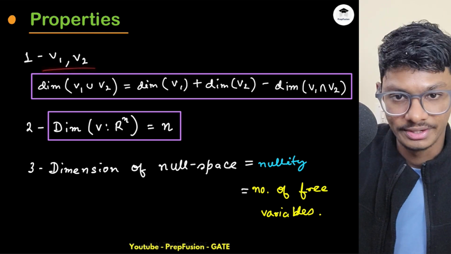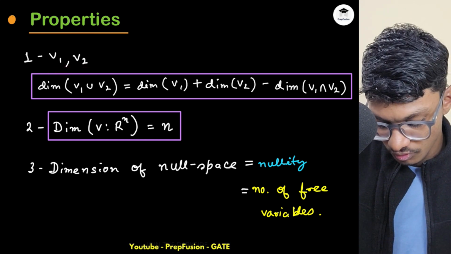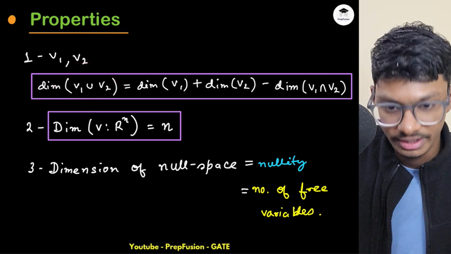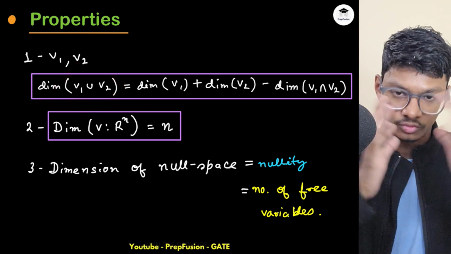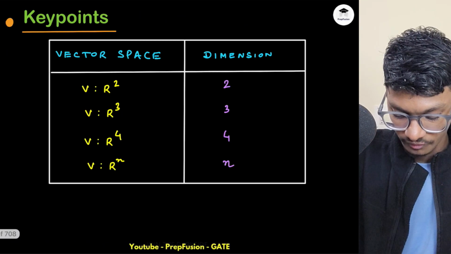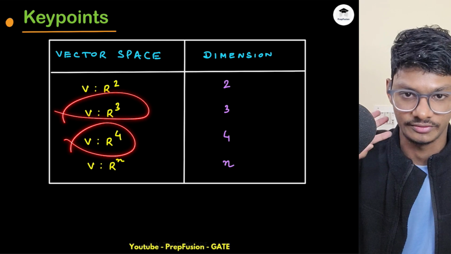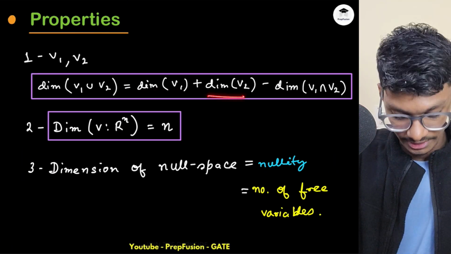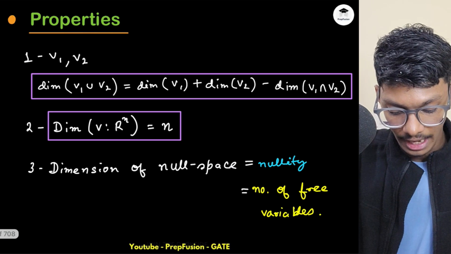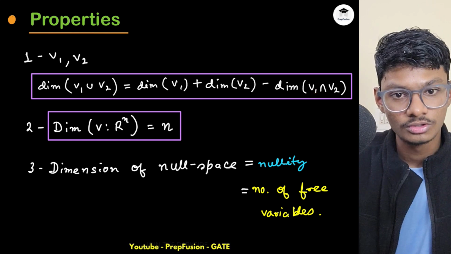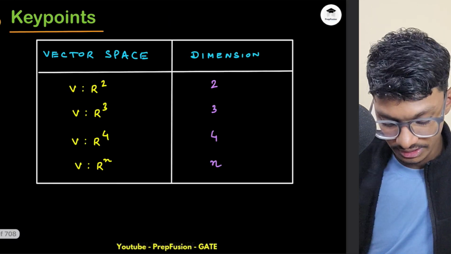So what are the properties basically? V1 and V2 are two vector spaces, then the dimension of V1 union V2. If I include those two vector spaces and make one vector space, right? So basically if I'm including two vector spaces, let me say R to the power 4 and R to the power 3, then the individual dimensions will get added. Then 3 plus 4 will get added and minus the dimension of V1 intersection V2. So what is the dimension of V1 intersection V2 in this case, right?